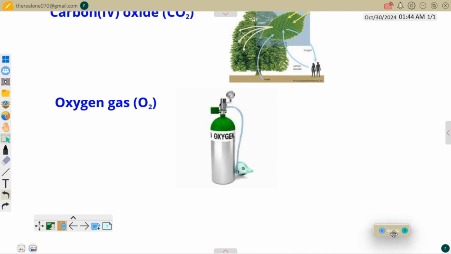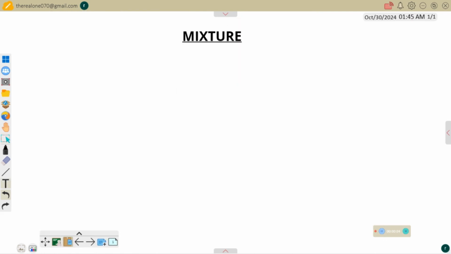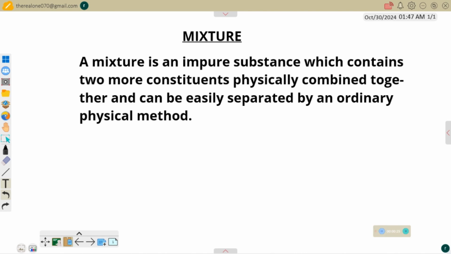So now let's consider the definition of a mixture. A mixture is an impure substance which contains two or more constituents physically combined together and can be easily separated by physical means. So from this definition, we can see that a mixture is an impure substance. Why? Because it is made up of several kinds of constituents that are combined together in any proportion. We don't have a fixed proportion in this combination.